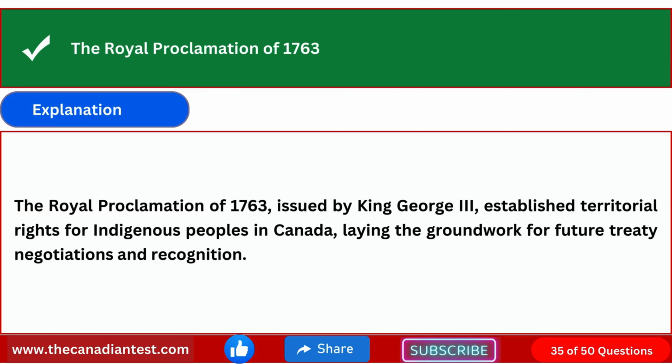The correct answer is the Royal Proclamation of 1763. Explanation: the Royal Proclamation of 1763, issued by King George III, established territorial rights for Indigenous peoples in Canada, laying the groundwork for future treaty negotiations and recognition.